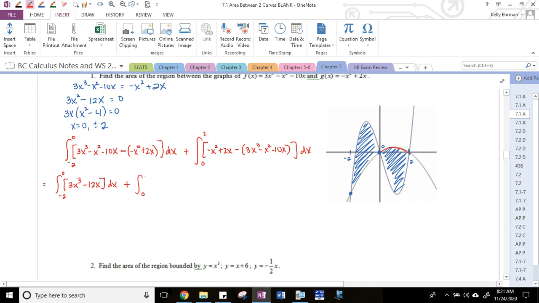Add to that the integral from 0 to 2 of, now we have a negative 3x cubed. Negative x squared plus x squared cancels again. 2x plus 10x is 12x, dx. All right, and then I can integrate from here.